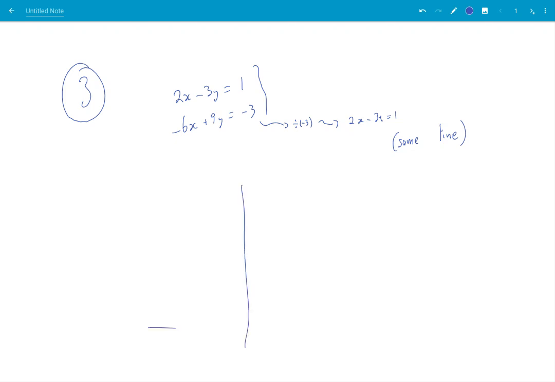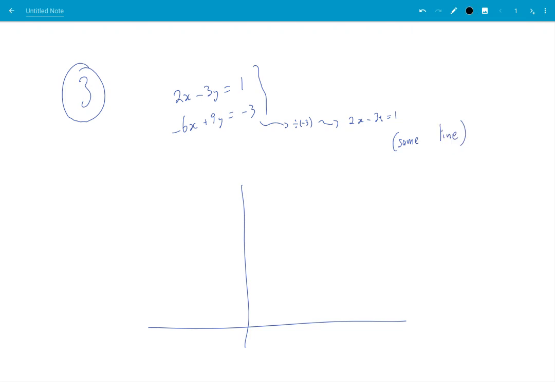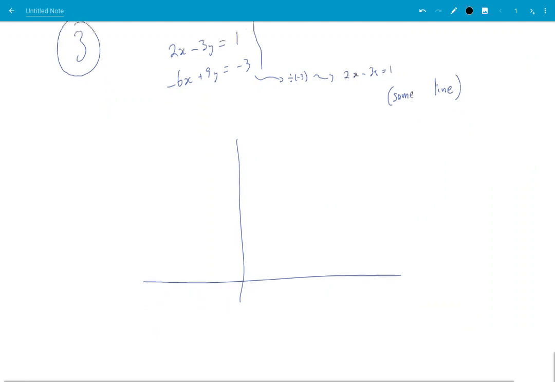So what is the intersection? Well, it's every point on the line. Now how do I graph that quickly? The quickest way to draw a line is to just do intercepts. So when x is 0, y is negative a third. Oh, that's nice.